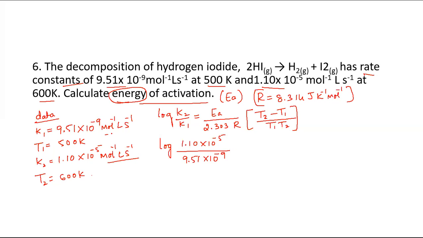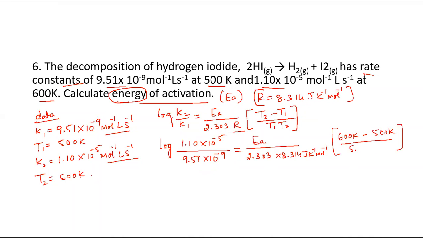Since the units are the same, they cancel here. This is equal to EA, which we need to calculate, divided by 2.303 into 8.314, the value of R, that is joule per Kelvin per mole, into temperature, that is T2 is 600 Kelvin minus T1 is 500 Kelvin, divided by 500 Kelvin into 600 Kelvin, right? So let us simplify these values first.